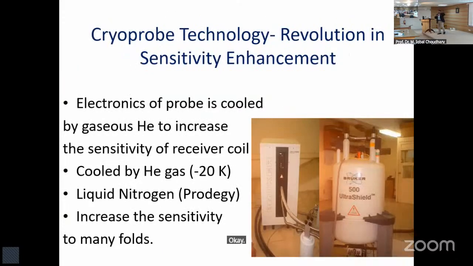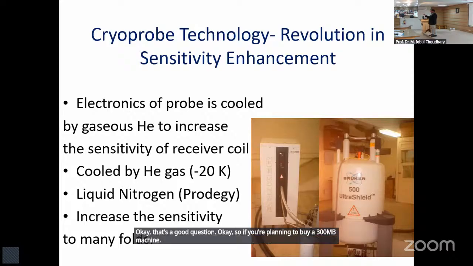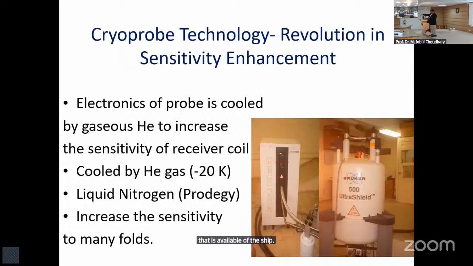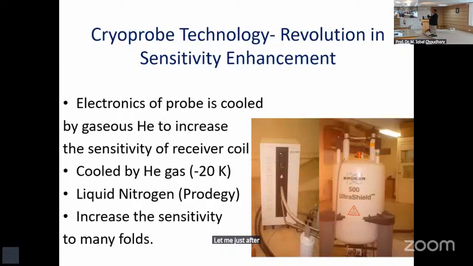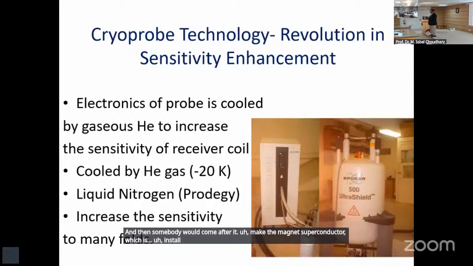Okay, that's a good question. How long does it take? If you're planning to buy a 300 megahertz machine, that is available off the shelf. There are many of these 300 megahertz machines because the sale is large. If you pay the money, you will get it in maybe 2 months, because they have to do some in-house installation, de-installation, and send it to you. The NMR machine doesn't really come as a whole; it comes in half. Somebody will come, make the magnet superconducting, quench it, install it, and then do full commissioning.